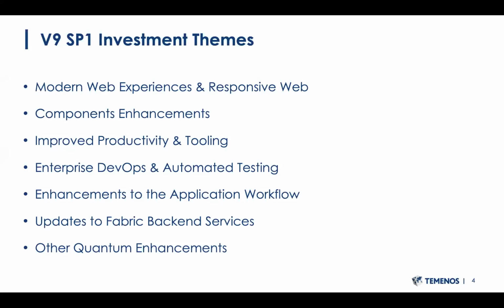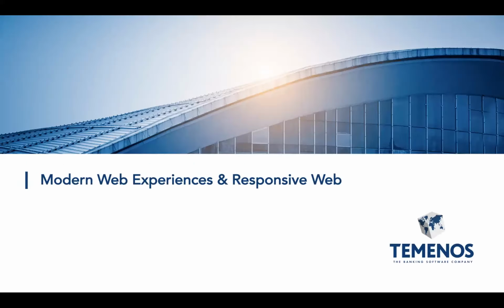And then I'll pick back up with the application workflow. That was a new powerful feature in V9, where there are a lot of new capabilities around orchestration and workflow that we've continued to invest in. So I'll walk you through what's new there. And then there are a few other updates to the Fabric backend services that I'll cover before we show you the other smaller Quantum enhancements that we weren't able to cover today, and we'll wrap it up. So that's the quick overview of what you're going to see. And with that, I will turn it over to Faizan to start our first section.